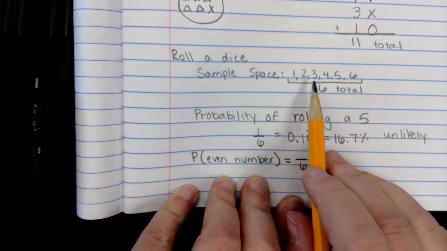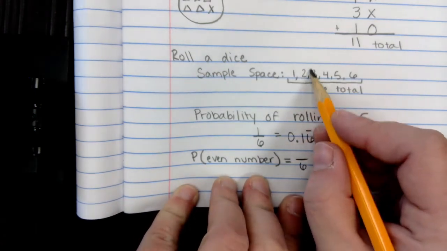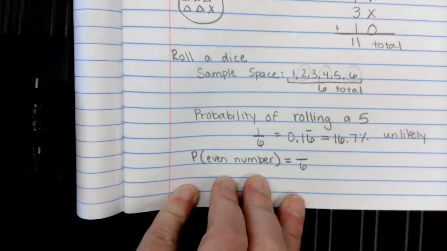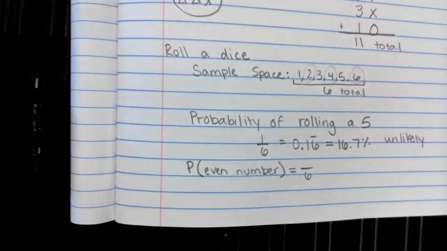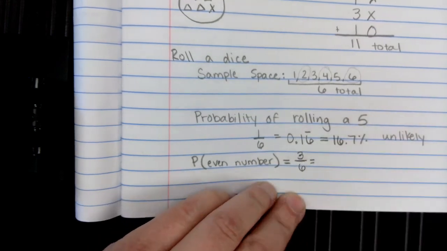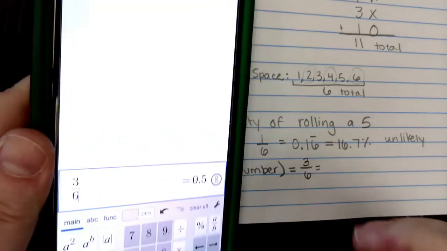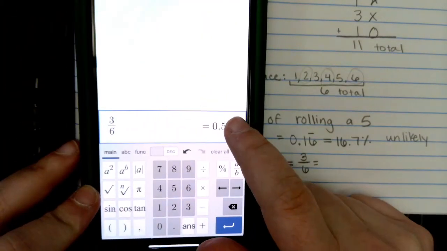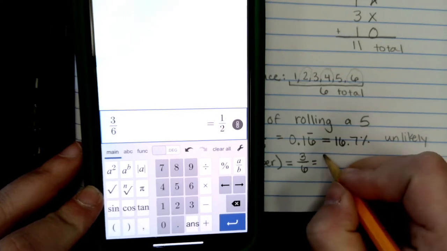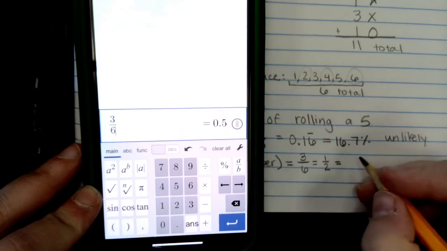Yes. If you're not sure, remember you can always put it into decimals, and you can hit that fraction button there. And it'll give us 1/2, which is 0.5. And what's 0.5 as a percent? 50%. So how likely is it to roll an even? 50%. So is that impossible, unlikely, even chance, likely, or certain? It's in the middle. It's that even chance.